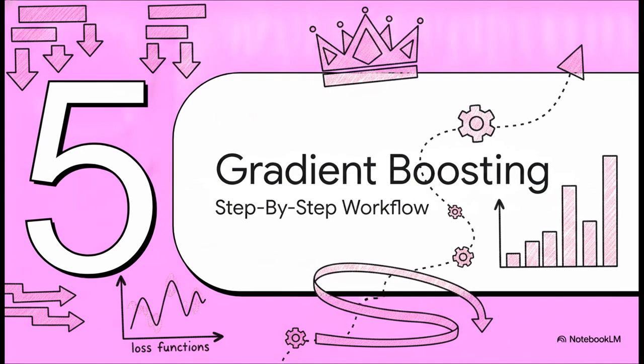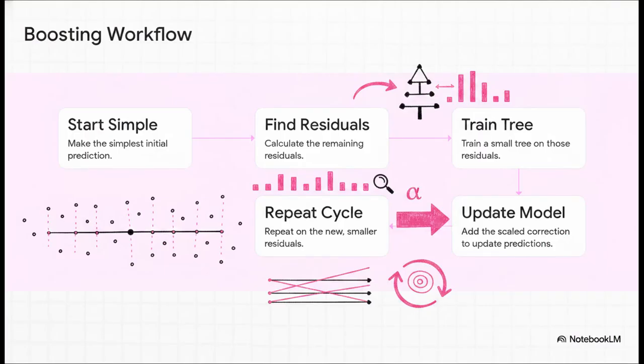Finally, Section 5, Gradient Boosting Step-by-Step, the masterpiece. Armed with our residuals, loss functions, and gradients, we are finally ready to build the gradient boosting masterpiece from start to finish. Let's see how this incredible algorithm operates in practice. Notice how fundamentally different this is from AdaBoost. We start with the simplest possible prediction, usually just the average of all our data. Then we calculate the residuals. We ask, how far off is that average from the truth?